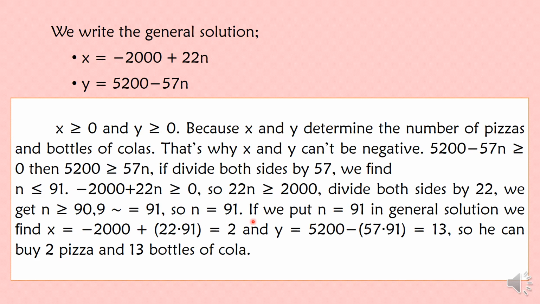If we put n equal to 91 in the general solution, we find x is equal to negative 2,000 plus 22 times 91, which is equal to 2, and y is equal to 5,200 minus 57 times 91, which is equal to 13. So he can buy 2 pizzas and 13 bottles of cola with 400 pesos.